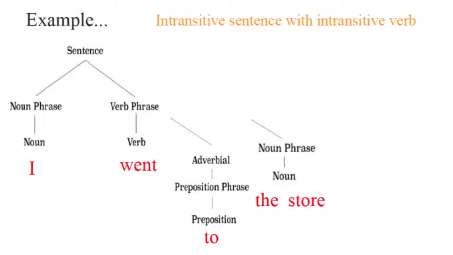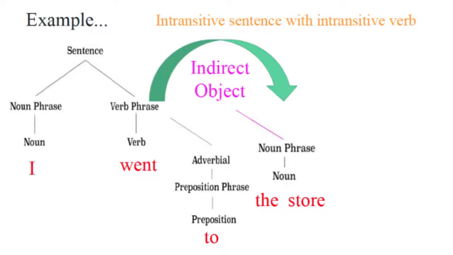Here we have the sentence. On the left, we have the noun phrase, down, the noun, I. Verb phrase, verb, went. Adverbial phrase, and preposition, to. On the right, noun phrase, noun, the store. Again, this is the reason why we have an indirect object. If you notice the arrow, how it goes from went, and then the arrow to the store.